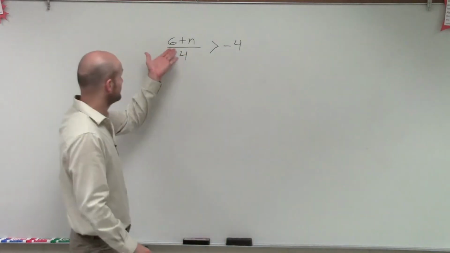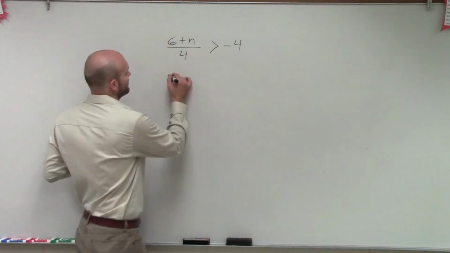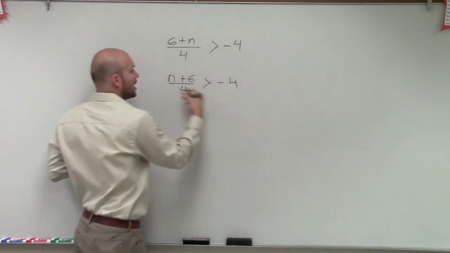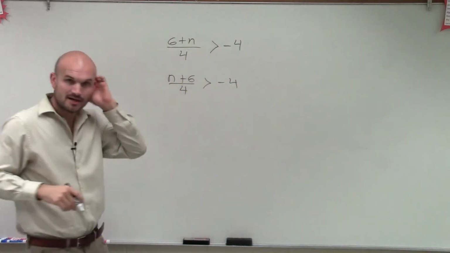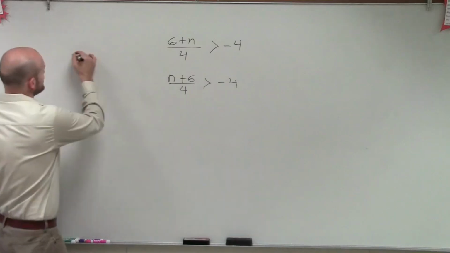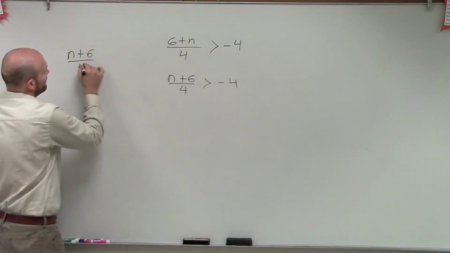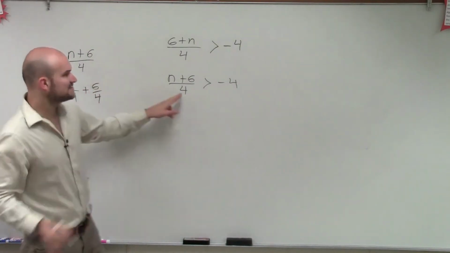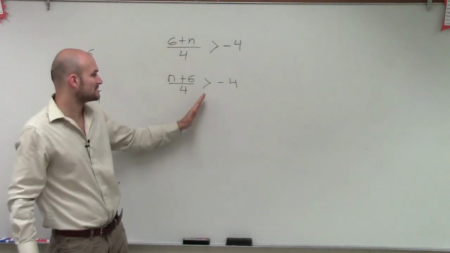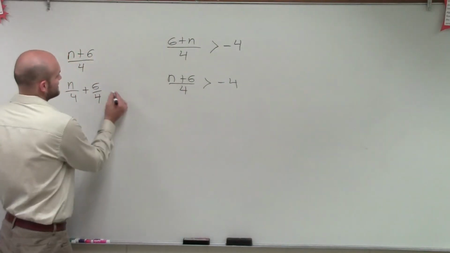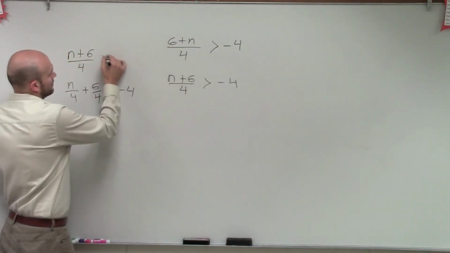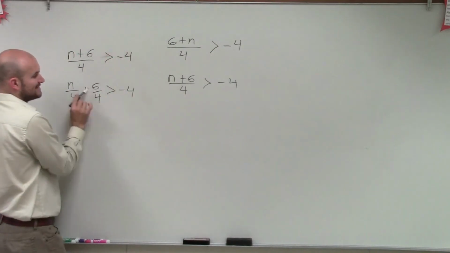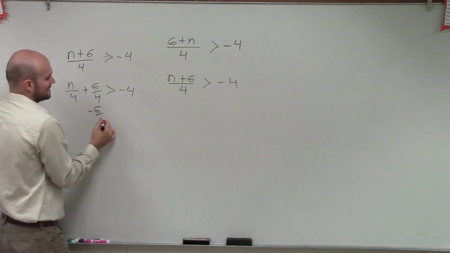So a lot of people say, well, I'm adding a 6, right? Because I can rewrite this as n plus 6 divided by 4. So you can easily say, oh, I'm adding 6, so I'm going to have to subtract 6. But the problem with that is, notice that n plus 6 divided by 4 is the same thing as n over 4 plus 6 over 4. This 4 divides into both of these numbers. So if I'm going to undo addition, I'm going to have to subtract 6 fourths.